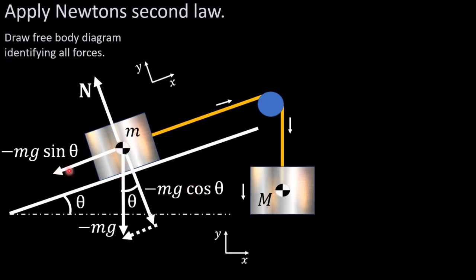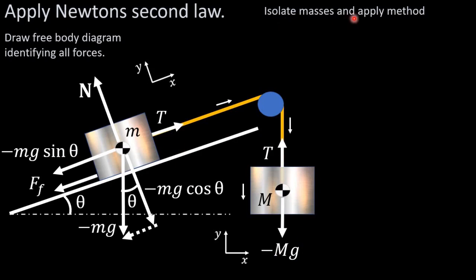And we can also draw that here as well to make it easier for you to visualize. And we have friction acting in the opposite direction of motion because this particle is going in this direction. That means the force of friction and its component of weight is going to oppose its motion. And for this mass we have minus big Mg acting down, and we have the tension there in the rope like we saw earlier on, and we also have it there as well. Okay, so isolate the masses and apply the method.